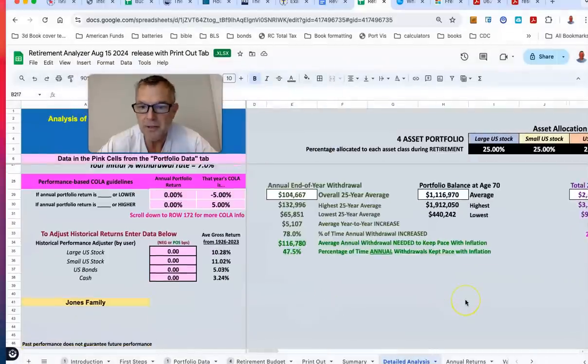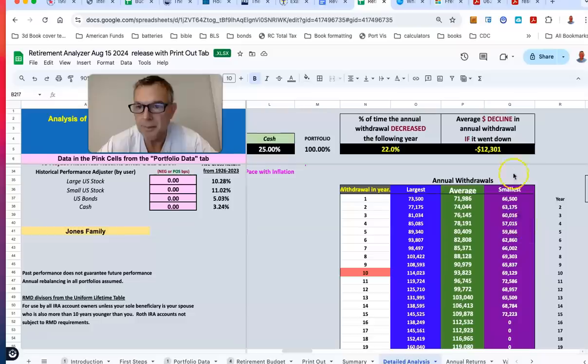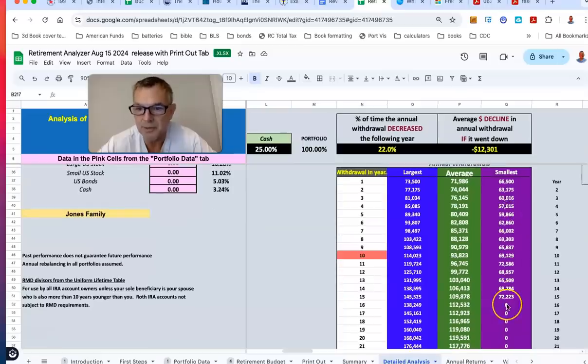And you just got all these charts right here. Check this out. So you can see the smallest right here. We started with 70,000. Because we're getting hit, we're down to 66. We're getting hit, 63, 60. You see what I'm saying? And then we finally ran out of money in year 16. That's the smallest. That's the worst.